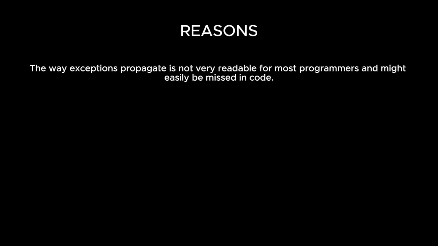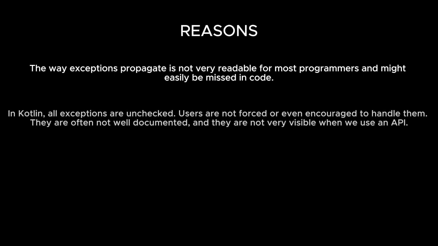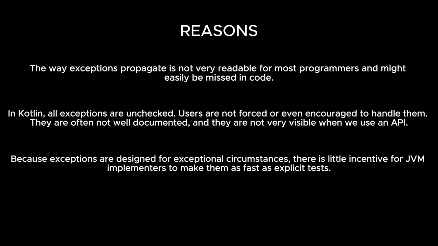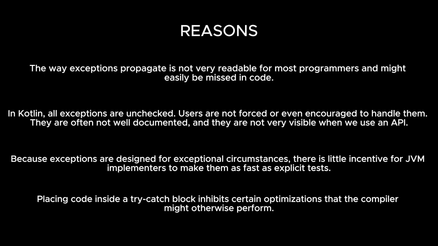The main reasons for this are as follows. The way exceptions propagate is not very readable for most programmers and might easily be missed in code. In Kotlin, all exceptions are unchecked. Users are not forced or even encouraged to handle them. They are often not well documented, and they are not very visible when we use an API. Because exceptions are designed for exceptional circumstances, there is little incentive for JVM implementers to make them as fast as explicit tests. And placing code inside a try-catch block inhibits certain optimizations that the compiler might otherwise perform.